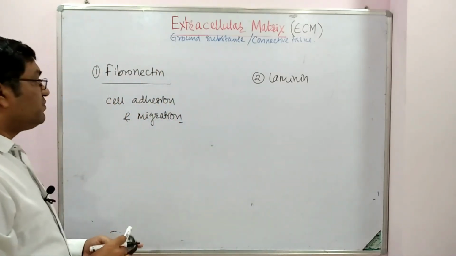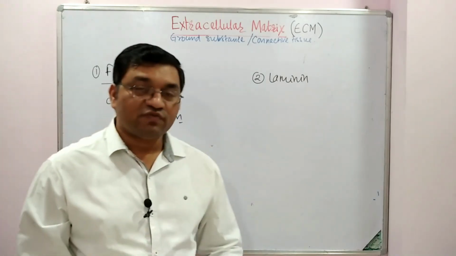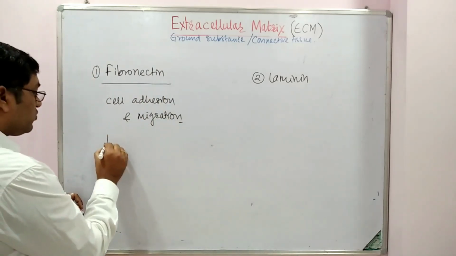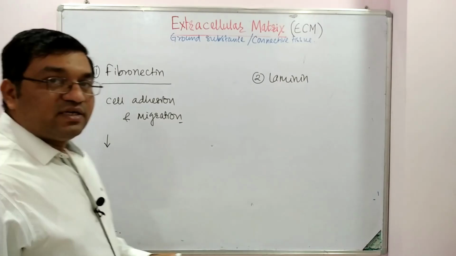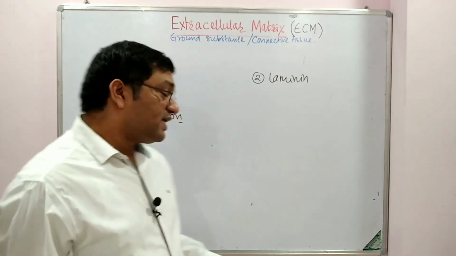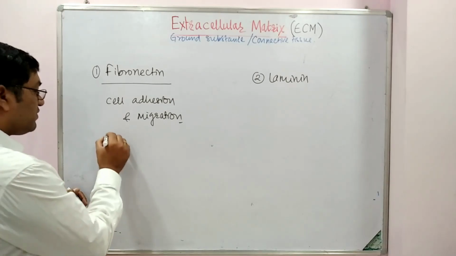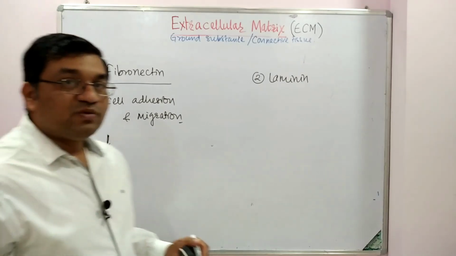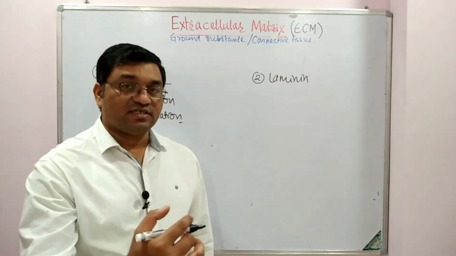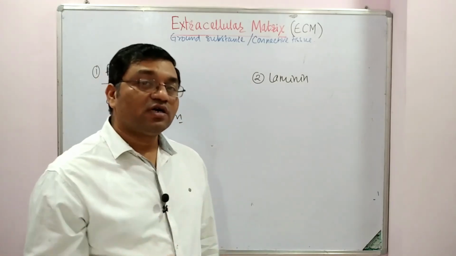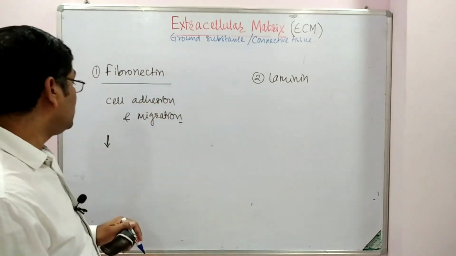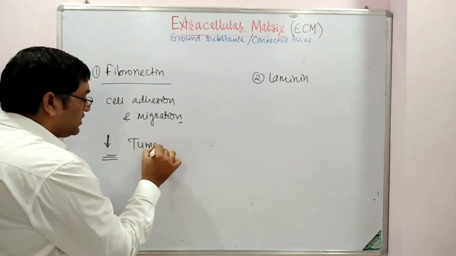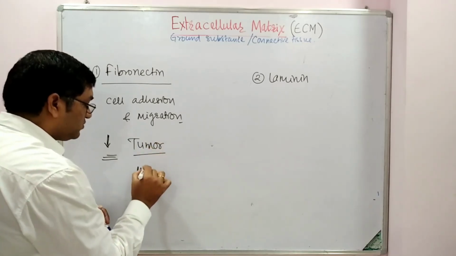If there is a deficiency of fibronectin, which is found in tumor cells, there is a decrease in fibronectin level. That's why there is loss of cell adhesion, and the tumor cell will metastasize. The metastasis occurs due to loss of cell adhesion from the decrease in fibronectin level. So it is related with tumor cells and metastasis.